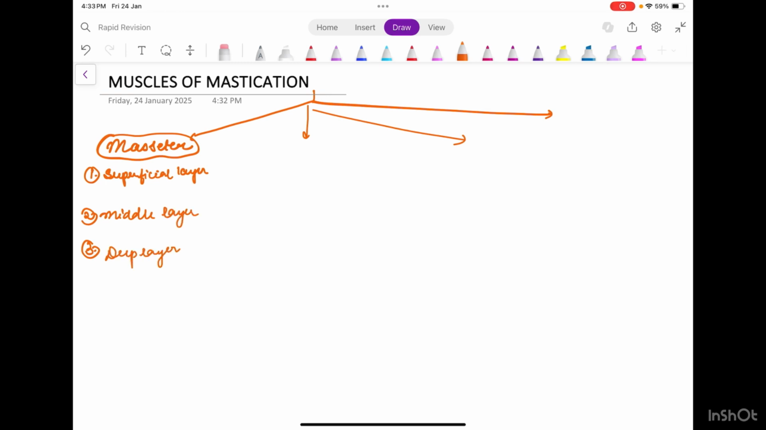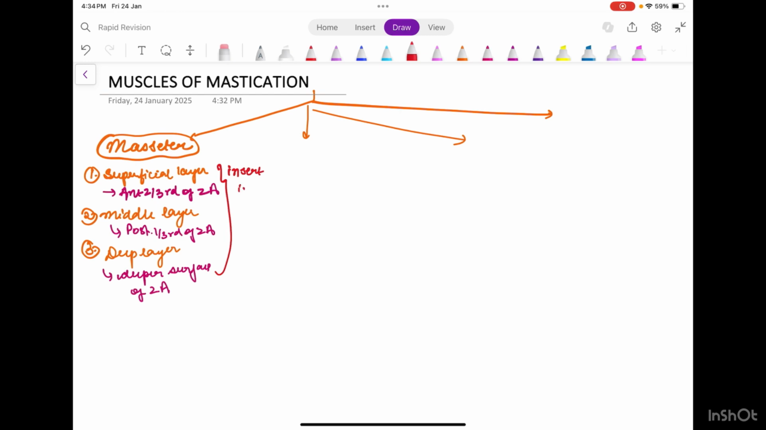All right, now for the masseter, you need to remember that the superficial arises from the anterior two-third of zygomatic arch. Then middle is posterior one-third of zygomatic arch, and deep layer is from the deeper surface of zygomatic arch. Now for the insertion, you should know that all of them insert into ramus of mandible. All right, so this is our masseter.